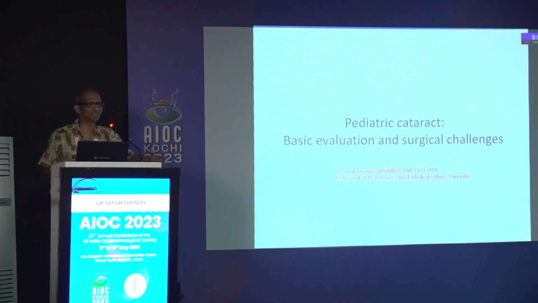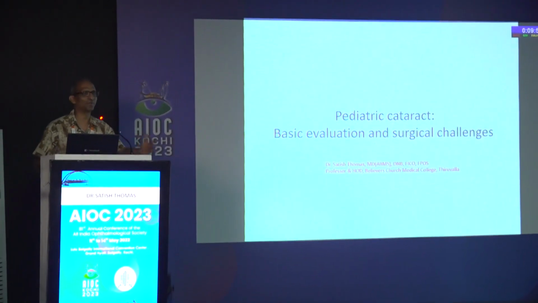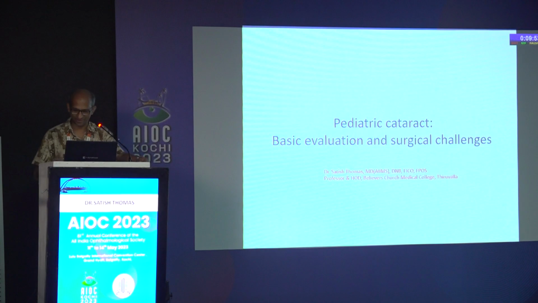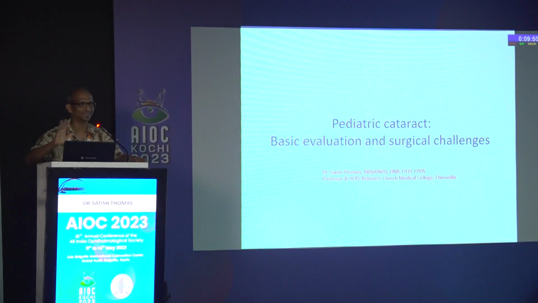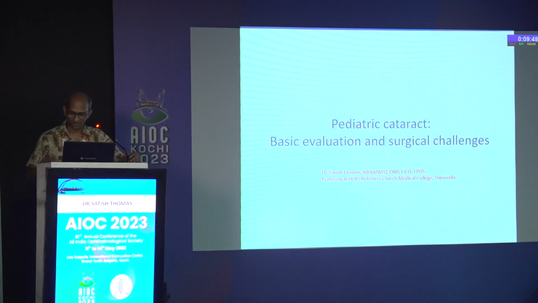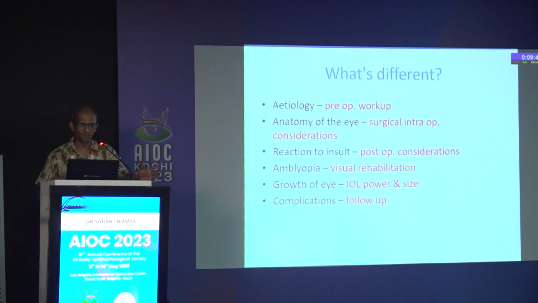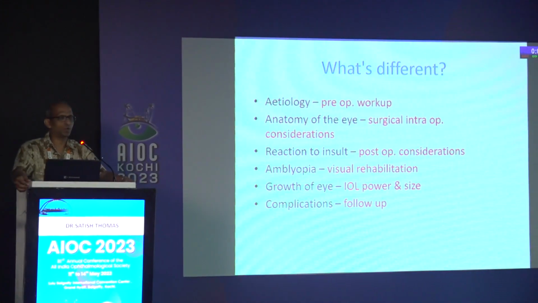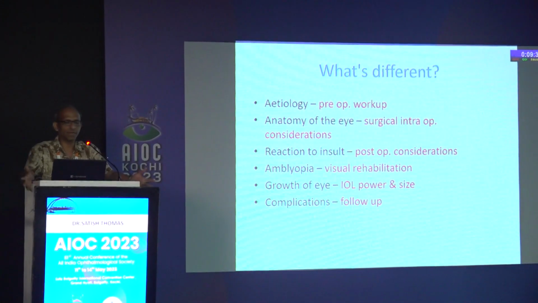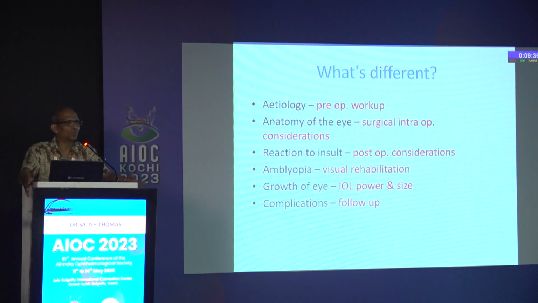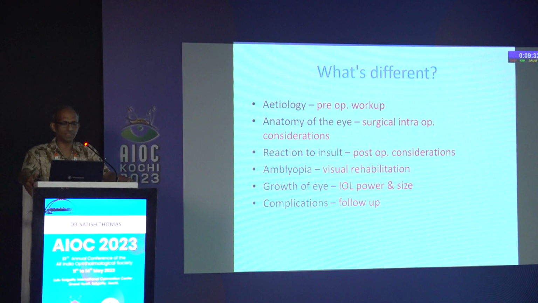I don't know whether this topic will be required, because I think all of you will be well versed with it. The seniors who are already handling so much of pediatric cataract will have to forgive me, because it's a very basic talk. So what's different about pediatric cataract as compared to adult cataract? Almost everything's different, apart from the fact that there are lenticular opacities in both.